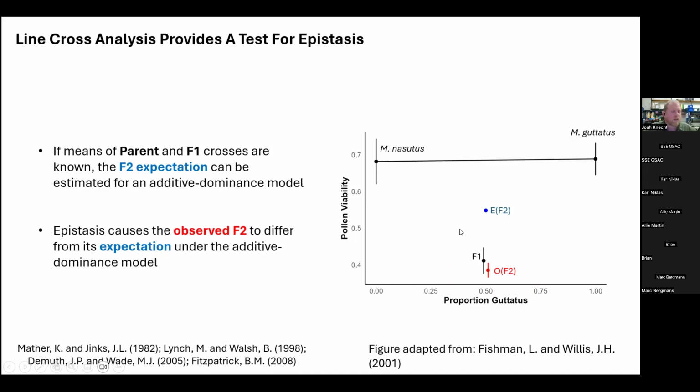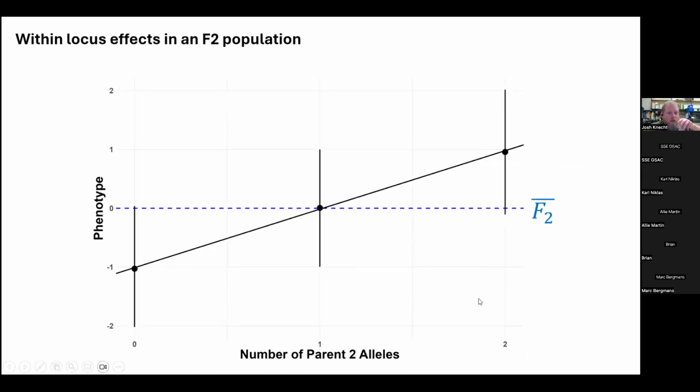And we can look at how this works by just a hypothetical F2 locus that's causative for some phenotype and regressing that phenotype on the number of parent 2 genes.